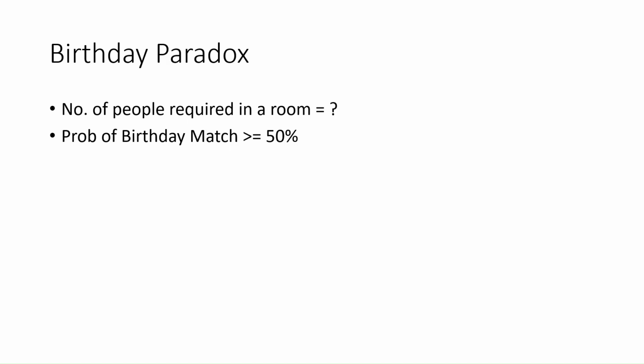So essentially, we have to figure out the number of people that are required to be put in a room so that the probability of two people sharing the same birthday increases to 50%. That's a very simple problem, but the mathematical treatment is slightly involved. So let's see how we can go about solving this problem, firstly in theory, and then we will try to implement it in Python.